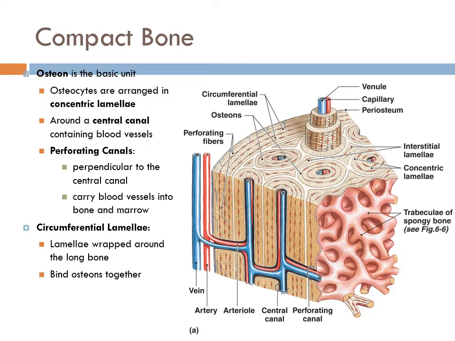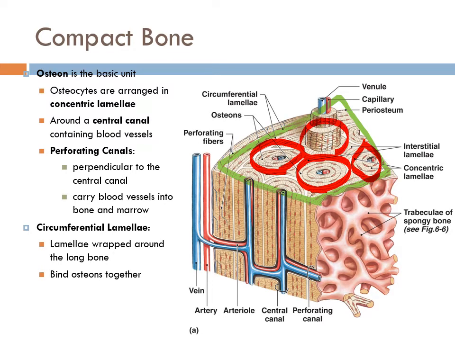So compact bone, we're going to look at the difference between compact bone and spongy bone. So compact bone, you can see, is all of this out here, and then this in here is spongy bone. So right now we're going to talk about compact bone. Compact bone is made up of osteons. The osteon is the basic building block of compact bone. And here you can see one osteon, another osteon. So the osteons are these round units of bone.